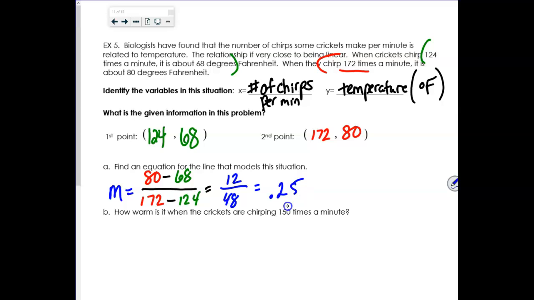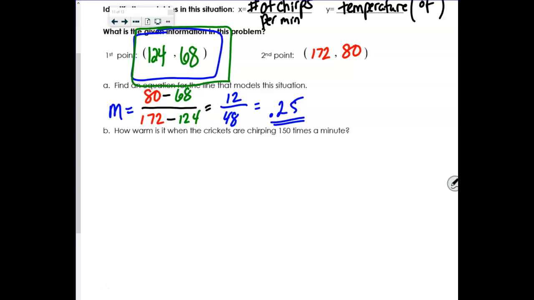So there's the slope. Do you have a favorite point, red point or green point? Green. All right, using this xy, oh, that's blue. Okay, so using this xy ordered pair and using this slope you just calculated, we can throw that information into point slope form. All right, here we go. Y minus the y coordinate, so y minus 68 equals slope, which is 0.25, and then x minus the x coordinate from that point, which is 124.